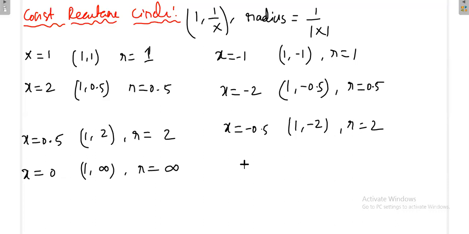So now, see, first, what is the bigger radius circle I can draw? Here there are two cases possible. Either I can take this one, because here the radius is 1 and here also the radius is 1, but here the center point is 1 comma 1, whereas here the center point is 1 comma minus 1. Now first we'll draw this. What happens if X is equal to 1? When X is equal to 1, you get the center point as 1 comma 1 and R is equal to 1. First I will try to draw this.